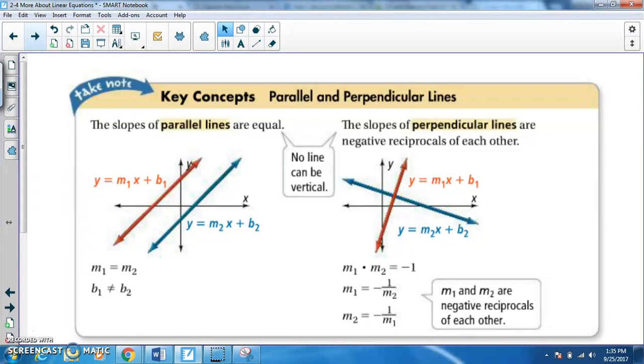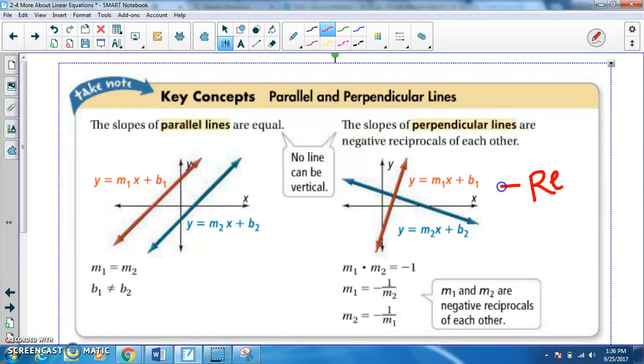And key concept, parallel and perpendicular lines. If you have 2 parallel lines, the slopes of the 2 lines are equal. So parallel lines, slopes are the same. The slopes of perpendicular lines are negative reciprocals of each other. So you have to take the opposite and put it over 1. Perpendicular, negative, or opposite reciprocal. Parallel, the same.